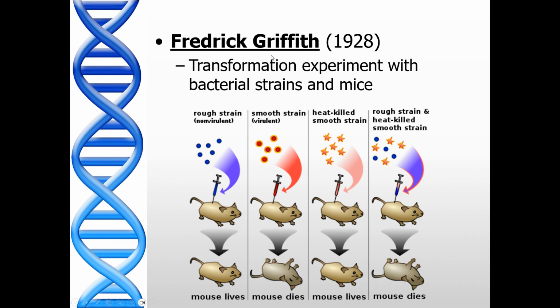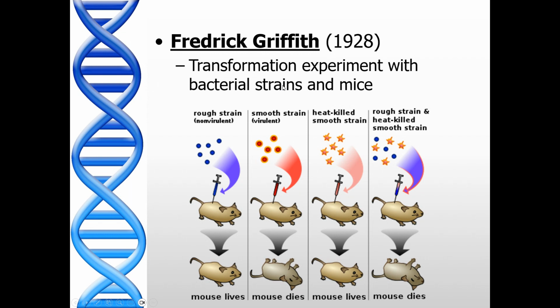Now, Frederick Griffith, he actually didn't do anything with DNA specifically, but he did what we call the transformation experiment. So he was doing some tests with bacteria strains and mice. And so hopefully you're familiar with the concept that there can be different strains of bacteria, like for instance E. coli. We naturally have E. coli that live in our gut and are healthy for us, but then there's also E. coli strains that can cause us disease like food poisoning. So this is kind of what we had going on with Griffith's experiment.